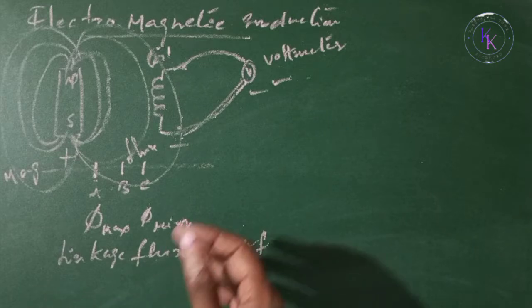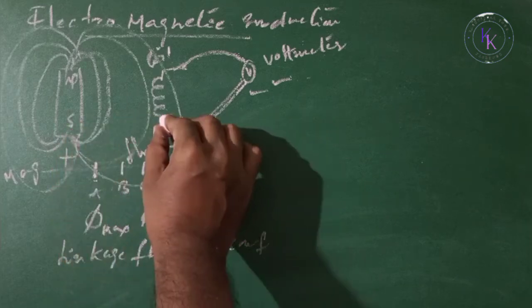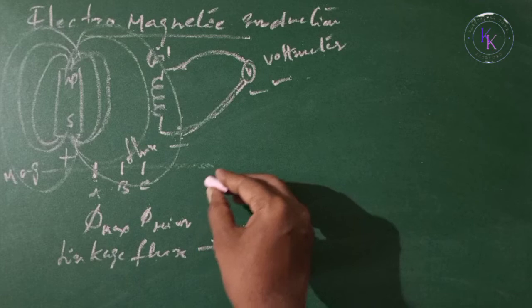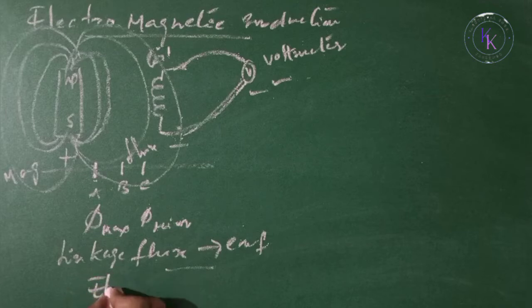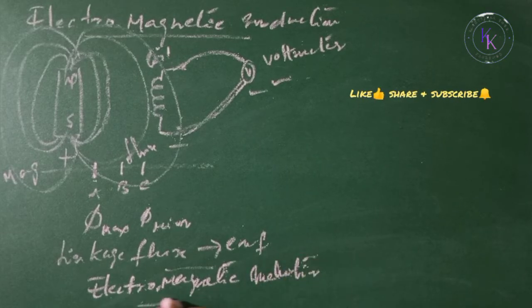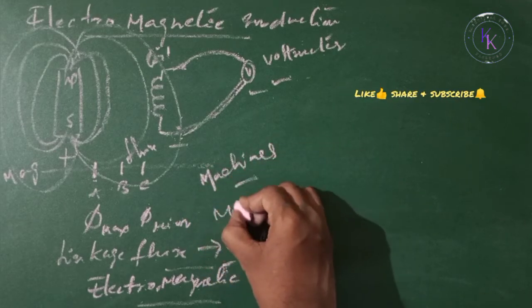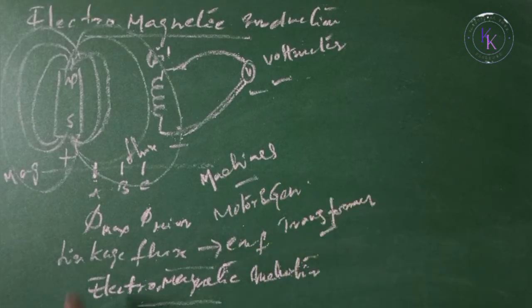Now we'll consider another way, where the coil is constant and the magnet is moving. As the magnet comes nearer to the coil, more flux will be linking. As the magnet goes away from the coil, less flux will be linking. That again causes a deflection in the voltmeter. This phenomenon is known as electromagnetic induction. This phenomenon is mostly used in machines like motors, generators, and transformers. Here we have a magnet and a coil.